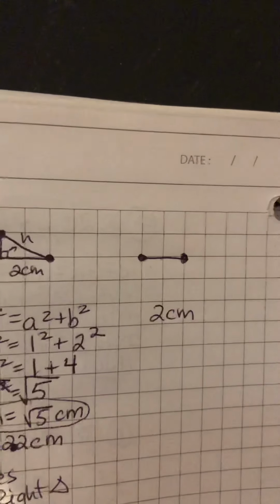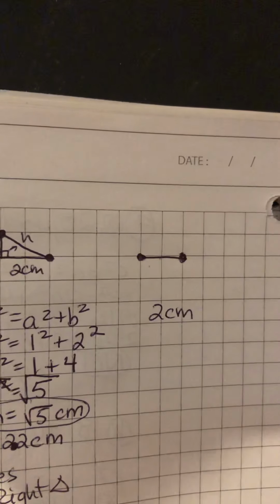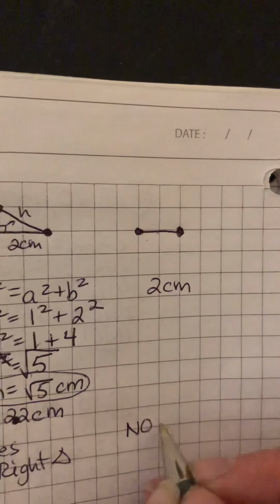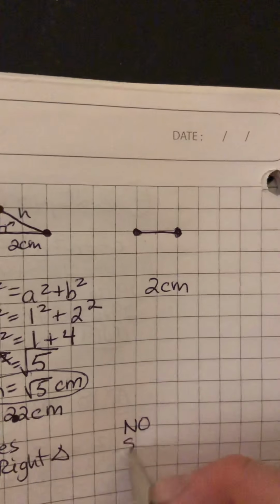This one is debatable. The line segment, I'm sure you could draw a triangle with it, but technically with just a straight line, it's not a triangle, and it's just a straight line.